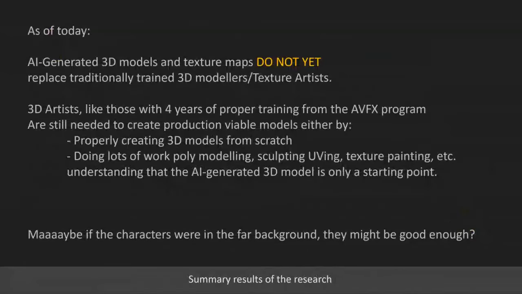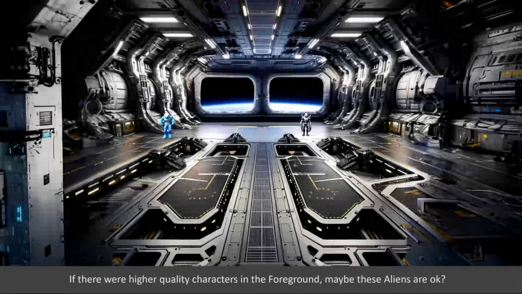Okay, and this is just another repeat slide saying that you really do need right now, as a 3D modeler and texture artist, the training, still the old-fashioned way. And maybe you'll be able to work over top of what AI gives you initially. But I also have down at the bottom here that maybe if the characters are far enough in the background, like a shot like this, maybe here's another space station AI generated image.